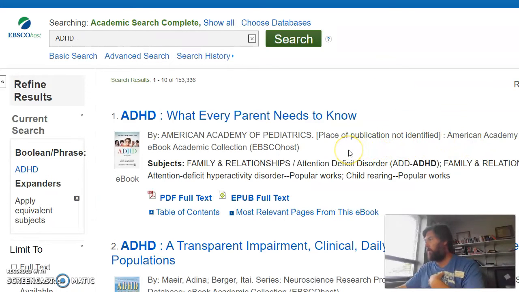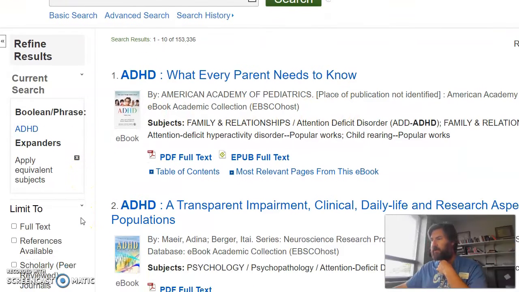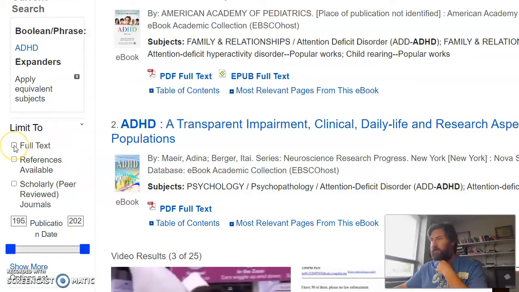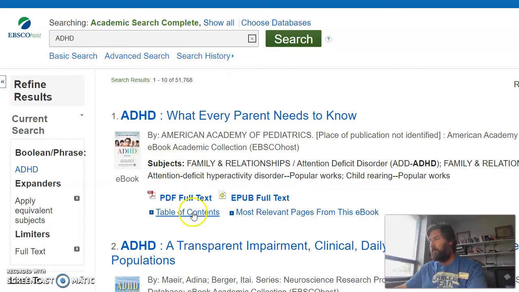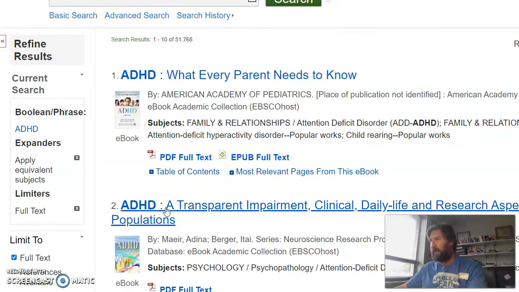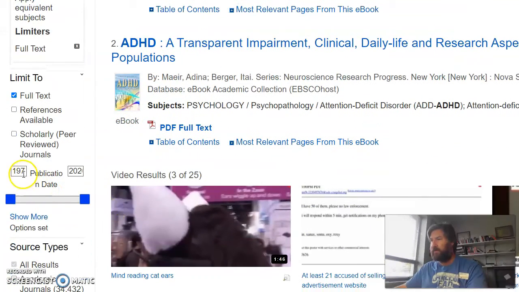Okay, if you'll remember from the earlier classes, we want to limit our searches. First of all, let's just limit it to full text available. That's where it has a PDF like this, or some kind of downloadable form where we can actually access the document. The next thing is the publication date.